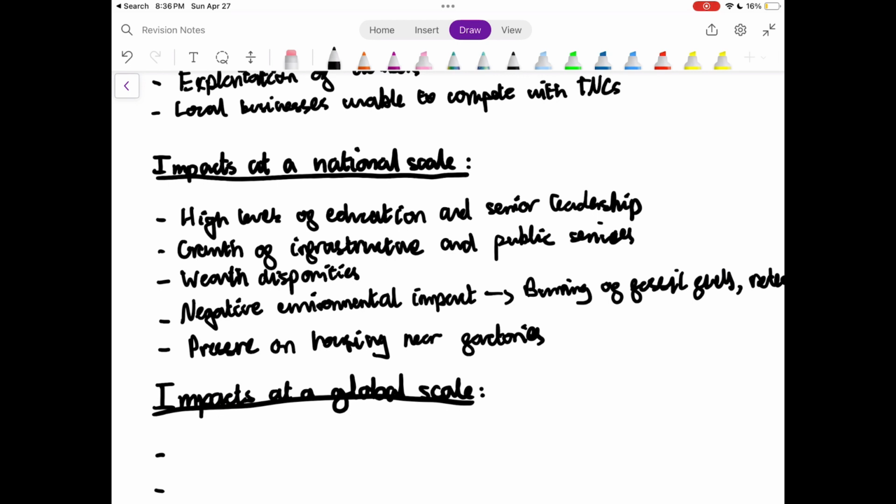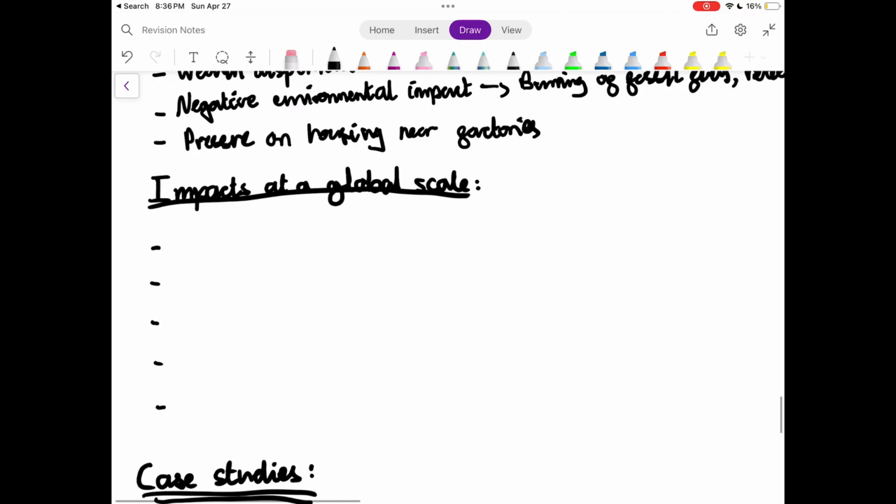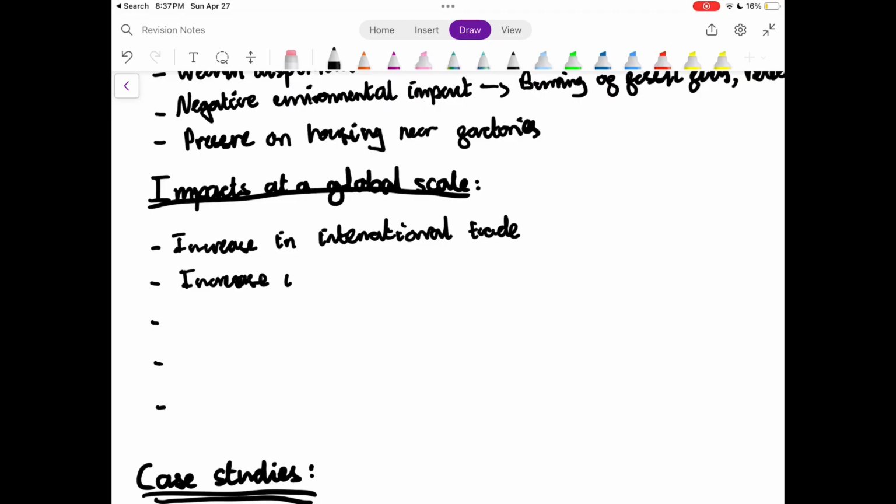located near these factories. And finally, we're going to be looking at impacts at a global scale. So a positive impact is that it has an increase in international trade. It can also lead to an increase in wealth, and therefore an increase in quality of life.